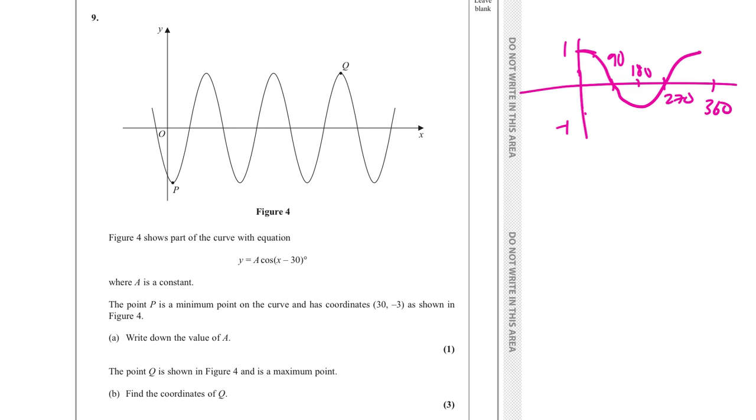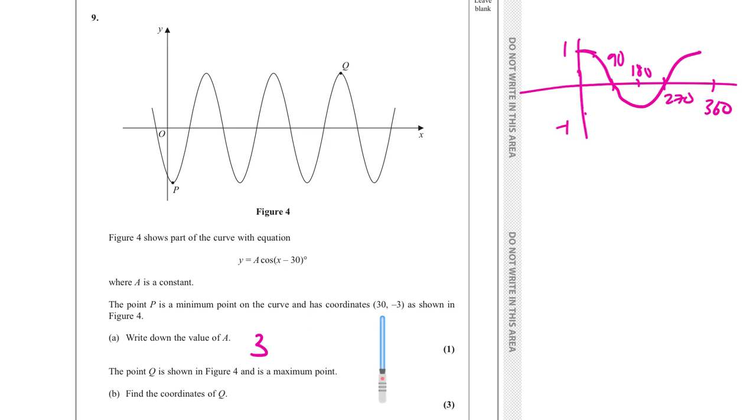It then says A is a constant. Brilliant. You already have 30 and negative 3. Oh, I didn't read this yet. The point P is a minimum point and has coordinates of 30 and minus 3. So I've multiplied this by 3. So A is definitely 3, right? Wow. Easy.